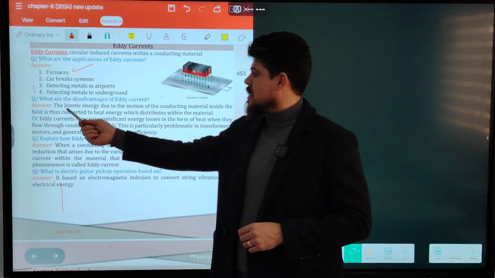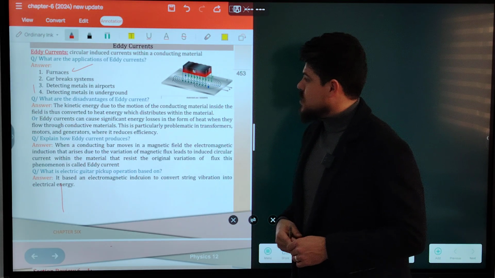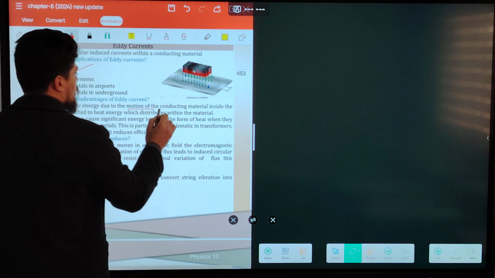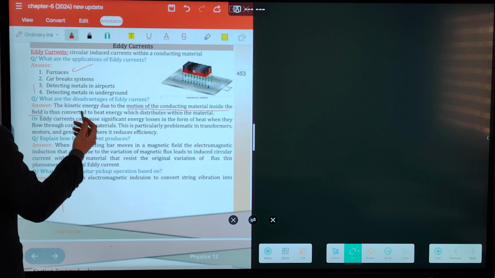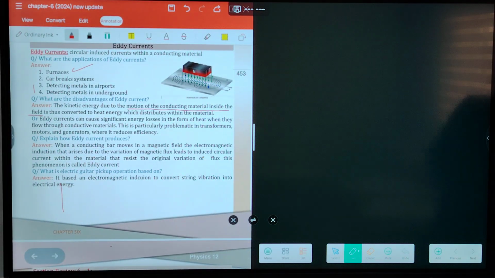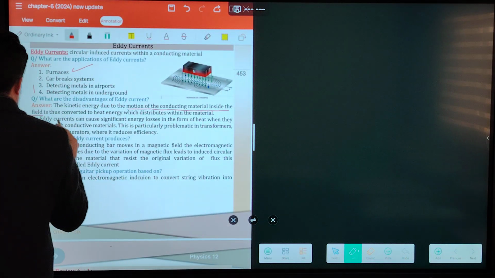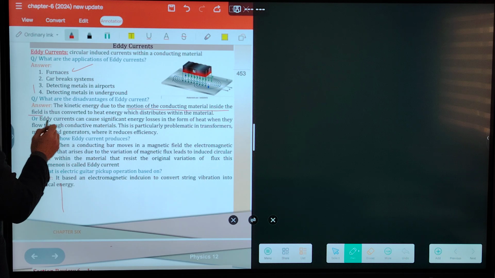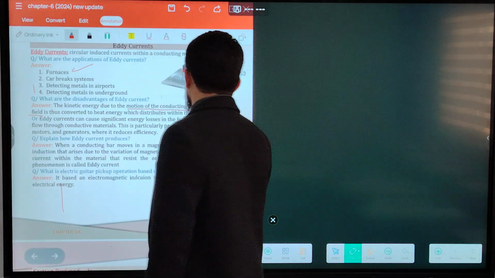Another disadvantage of eddy current: the kinetic energy due to the motion of the conducting material inside the field is just converted to heat energy, which is distributed within the material. So, another explanation for the disadvantage of eddy current. Eddy currents can cause significant energy losses in the form of what?